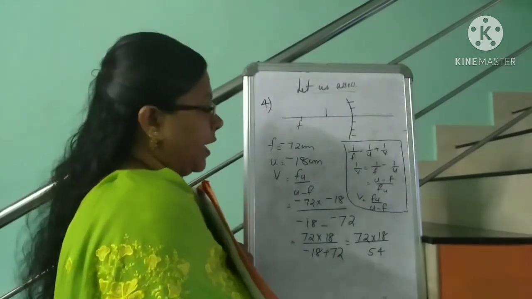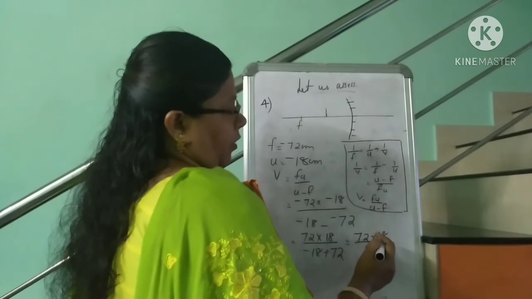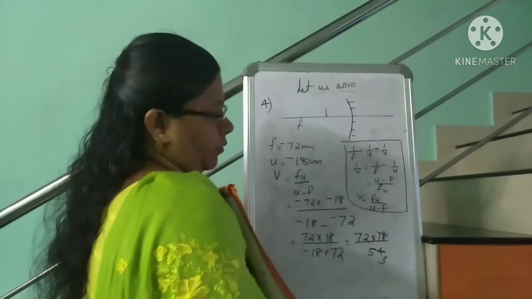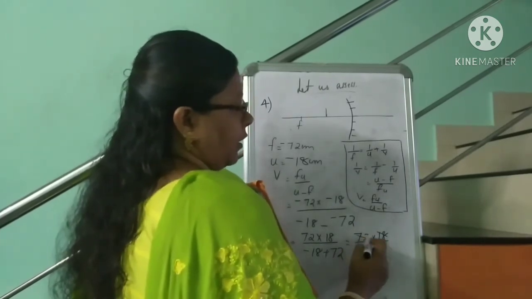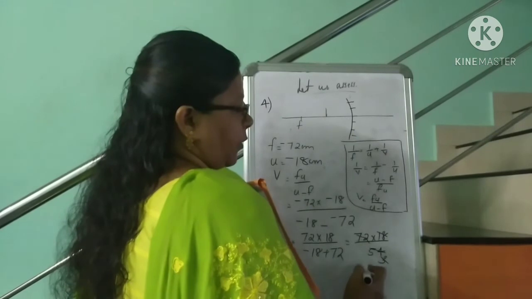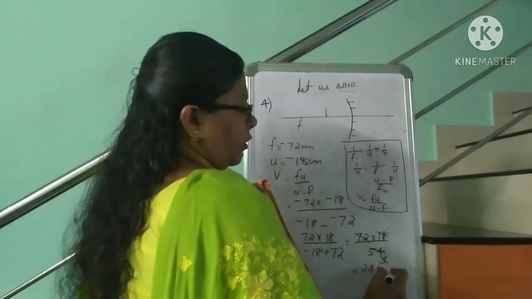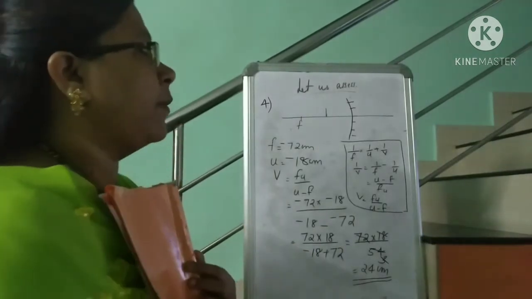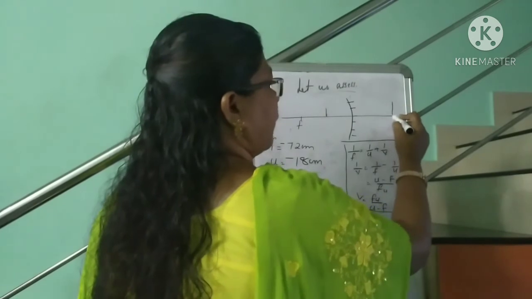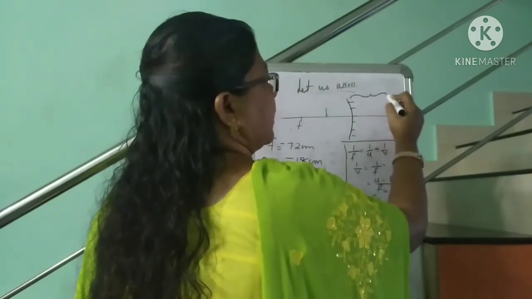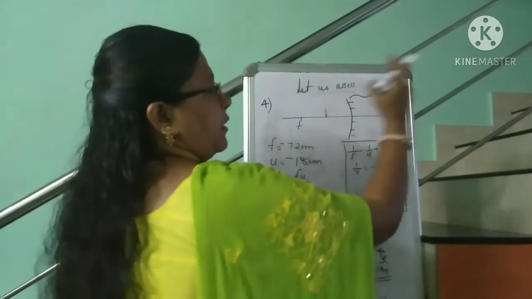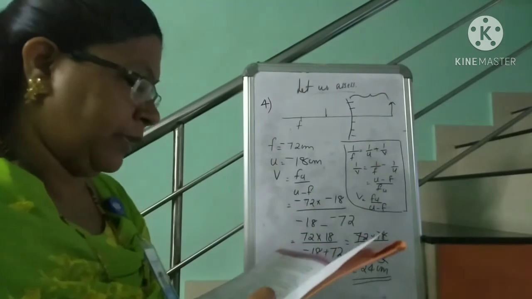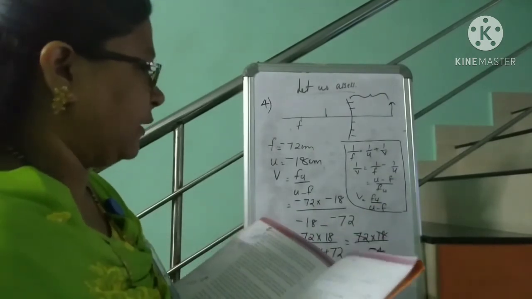How will you do this? 18 into 3 will give you 54. And 3 and 72 will cut off 24 times. This is plus 24. So where is the image found? Since this is 24, the image is found on the right side and the image is an erect one. So the image is formed at a distance of 24 centimeters.